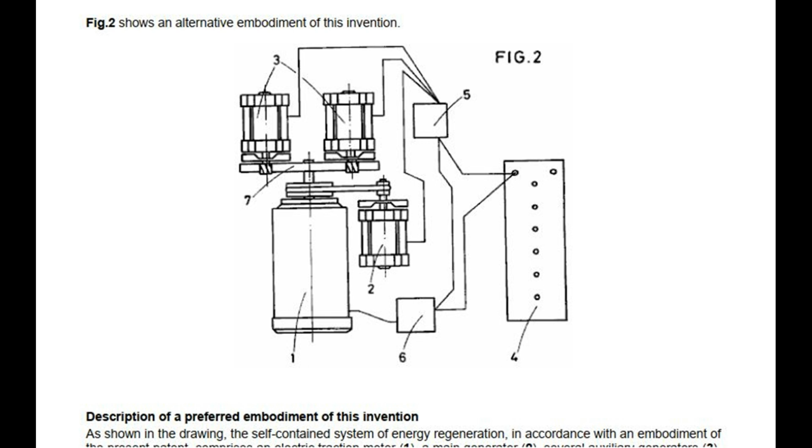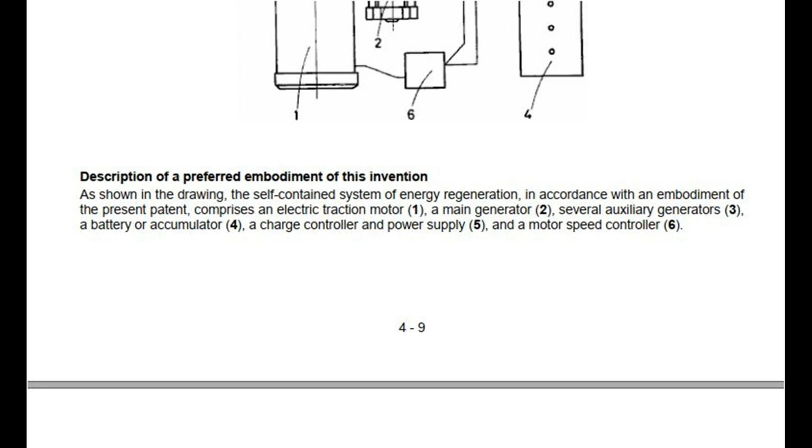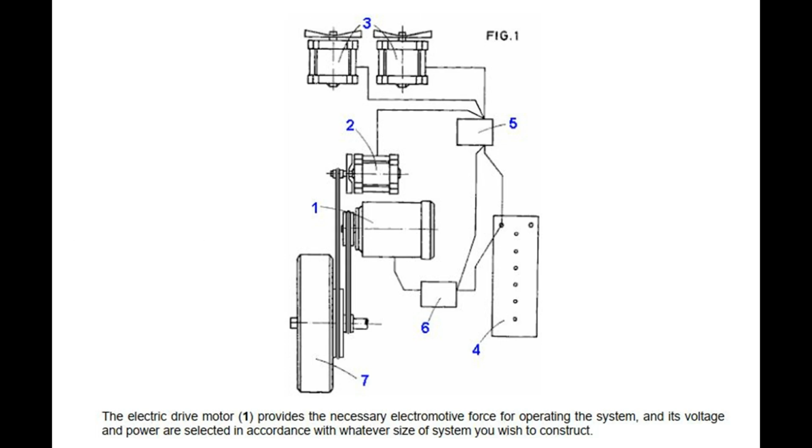As shown in the drawing, the self-contained system of energy regeneration, in accordance with an embodiment of the present patent, comprises an electric traction motor, 1, a main generator, 2, several auxiliary generators, 3, a battery or accumulator, 4, a charge controller and power supply, 5, and a motor speed controller, 6. The electric drive motor, 1, provides the necessary electromotive force for operating the system, and its voltage and power are selected in accordance with whatever size of system you wish to construct.